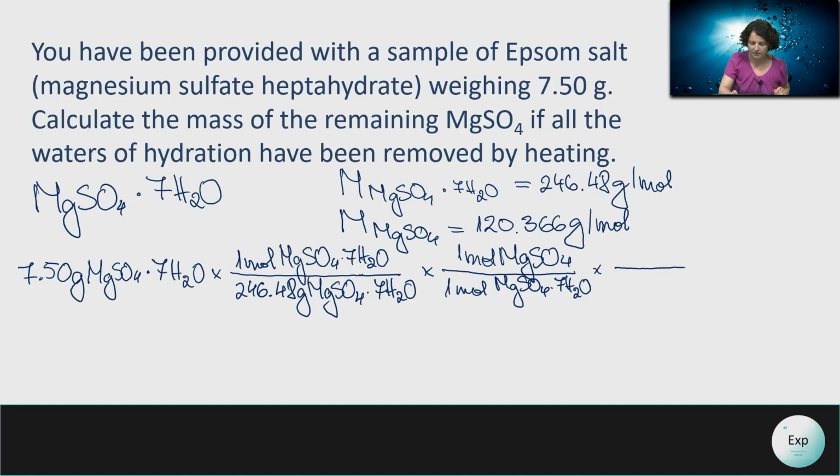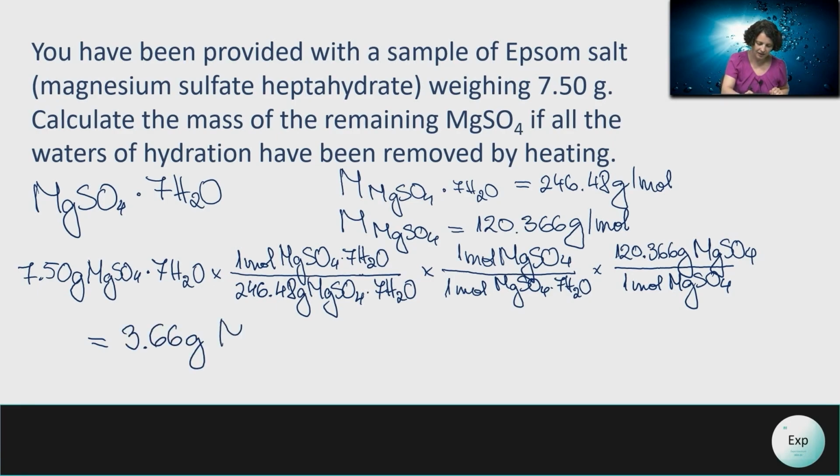And then, since we have the number of moles of magnesium sulfate, getting to grams is fairly straightforward. 1 mole of magnesium sulfate weighs 120.366 grams of magnesium sulfate. The rest is algebra, providing us with 3.66 grams of magnesium sulfate.